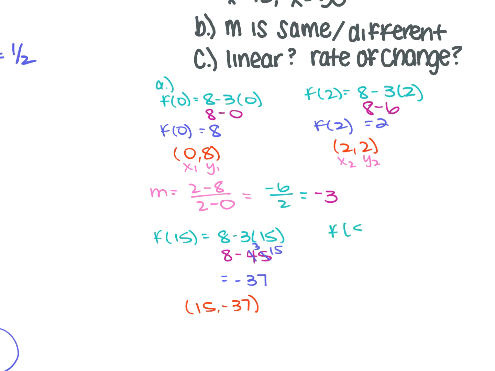If we find f of 50, that's 8 minus 3 times 50. So it's 8 minus 150. Keep it negative. 150 minus 8 is 142, so that's negative 142. So this ordered pair is 50 comma negative 142.